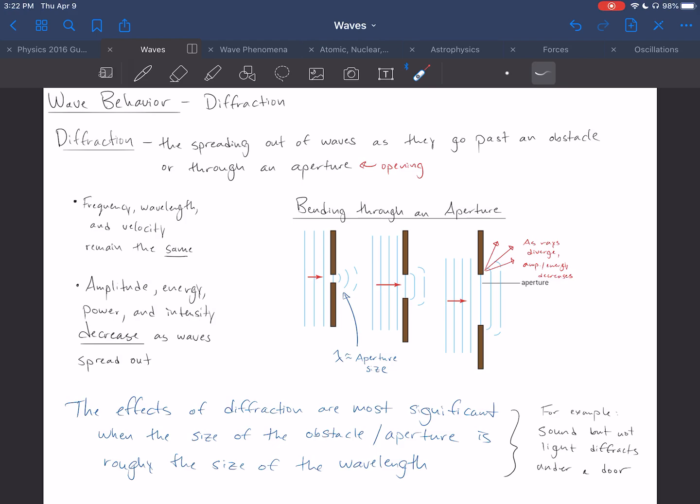It is most important for you to know that the effects of this phenomenon, known as diffraction, are most significant when the size of the obstacle or aperture is roughly the size of the wavelength. This is really crucial for you to be able to know, and it is an approximate thing. They don't have to be exactly the same size, but they need to be in the same ballpark to get this effect.